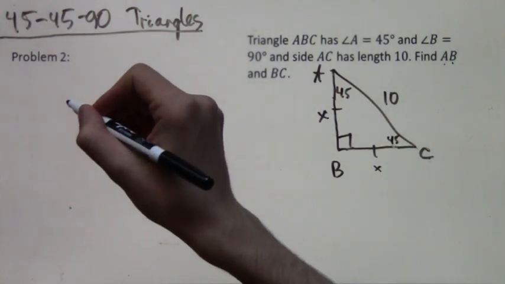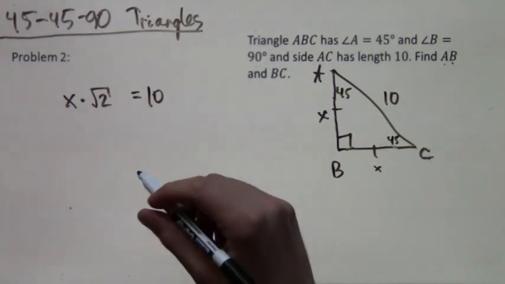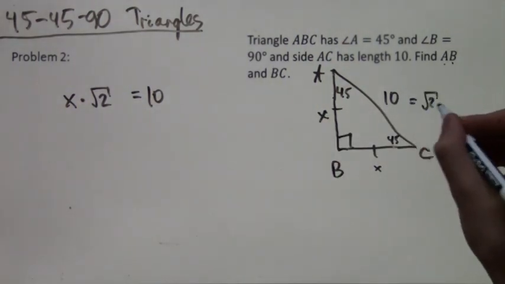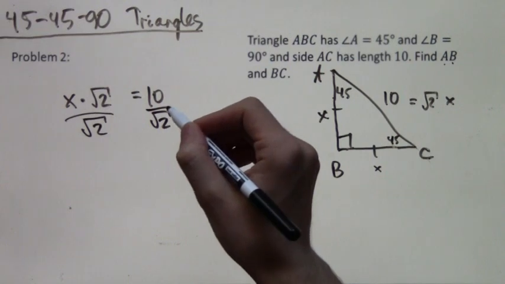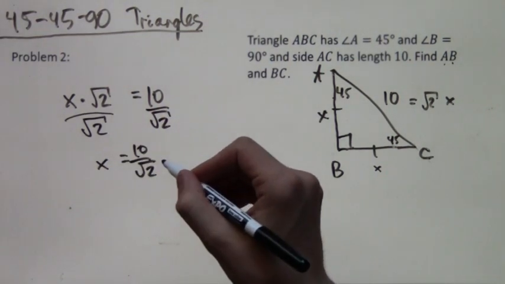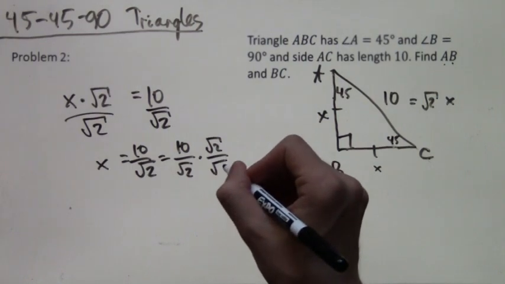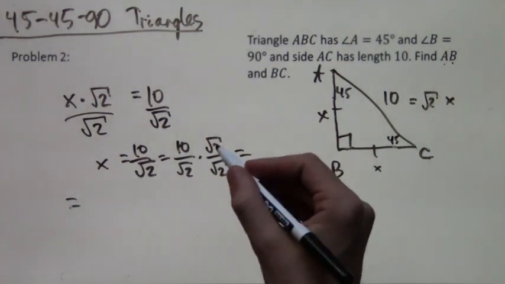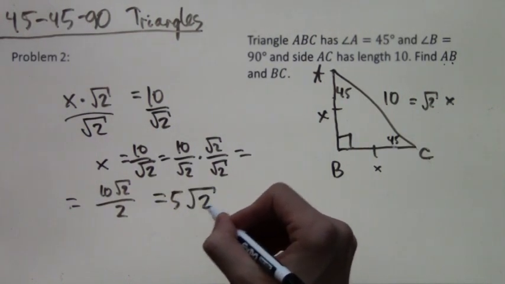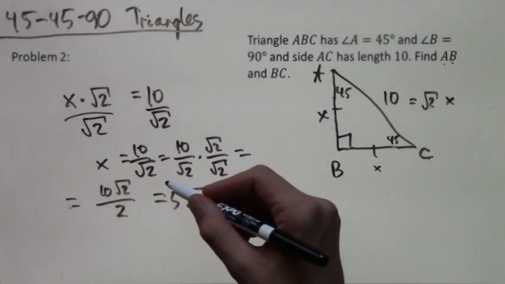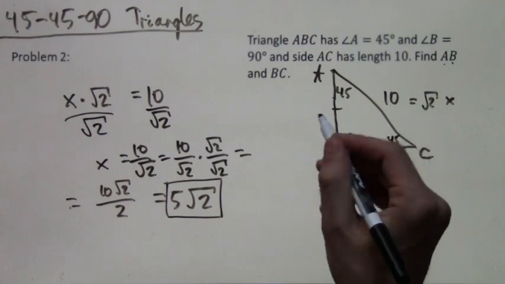And what we know is that the hypotenuse should be x times the square root of 2. But the hypotenuse, which is AC, is given to us as 10. So we have x root 2 equals 10. Now we can solve for x. We divide by root 2 on both sides. We get x equals 10 over root 2, but that's not good enough because we need to rationalize the denominator. So we multiply the top and bottom by root 2. The top will just be 10 root 2, and the bottom, root 2 squared, is just 2. Then this simplifies and I get 5 root 2. So AB and BC are both equal to 5 root 2. Great, that concludes this problem.